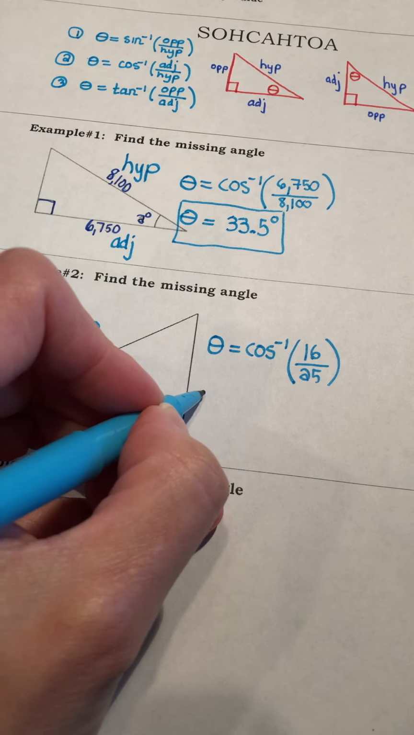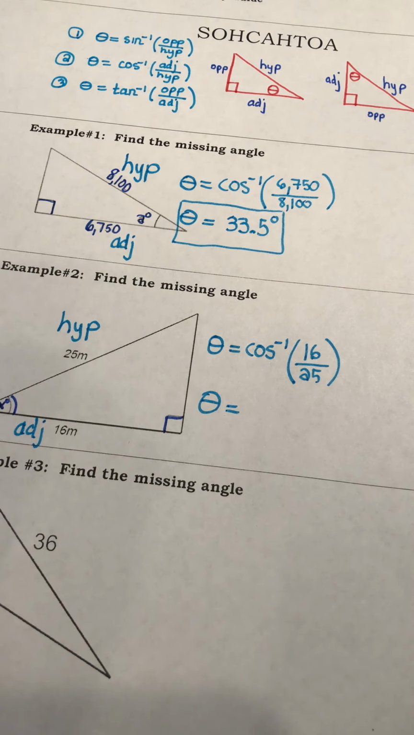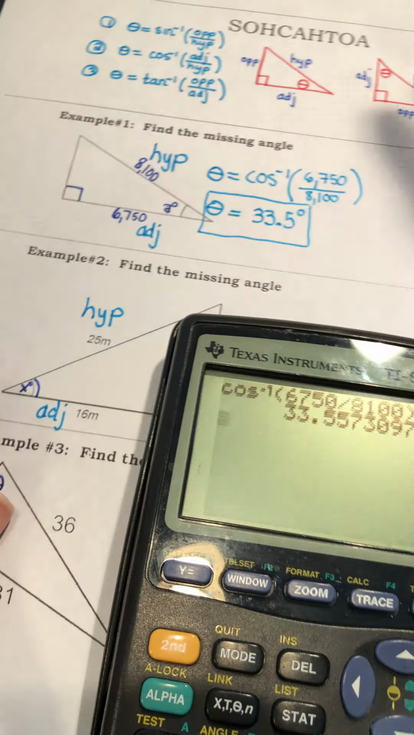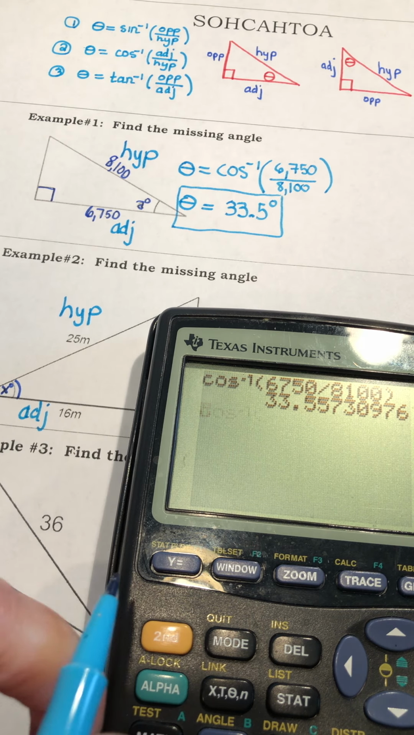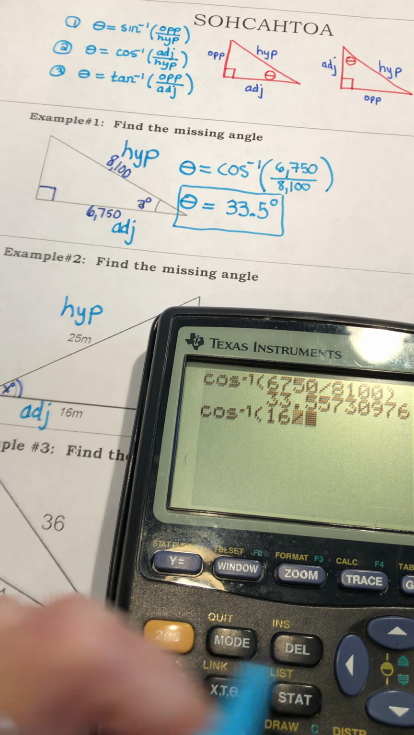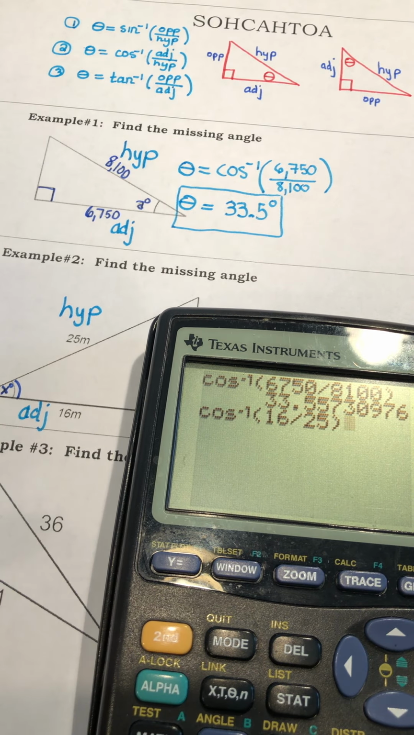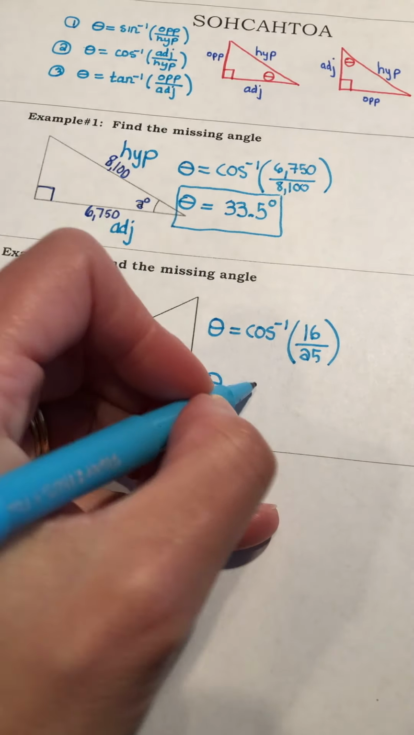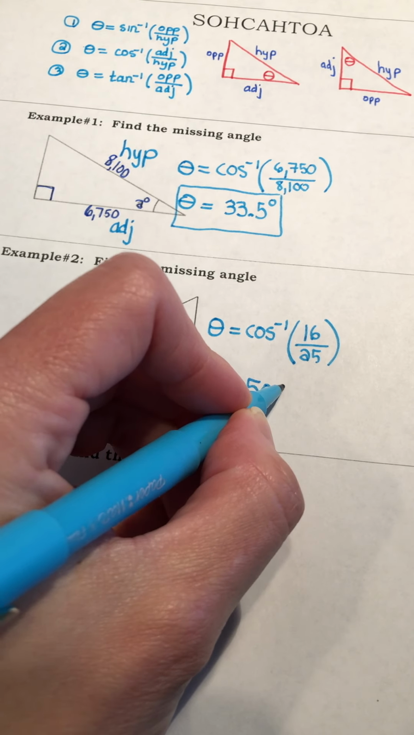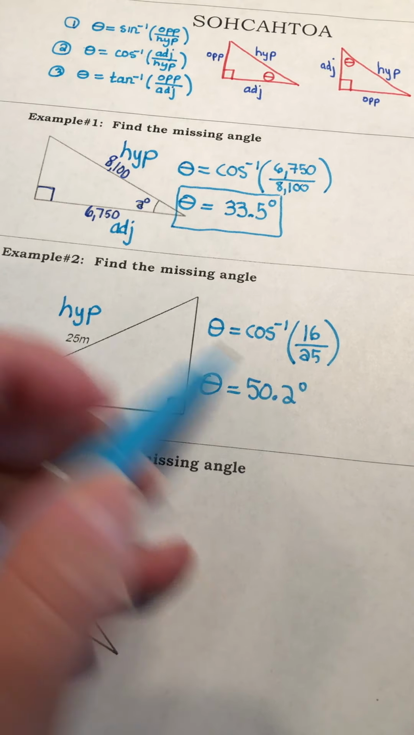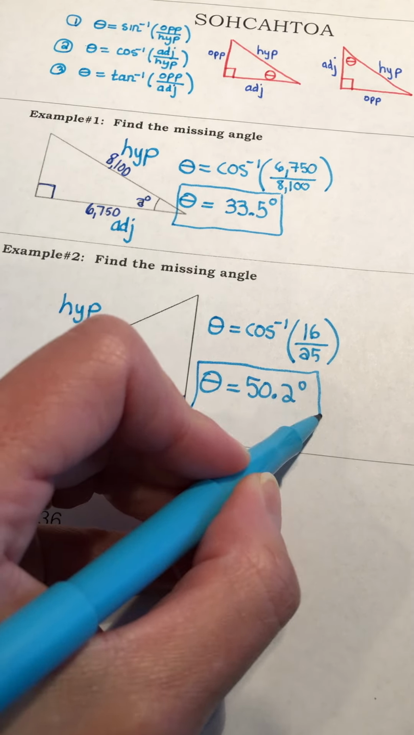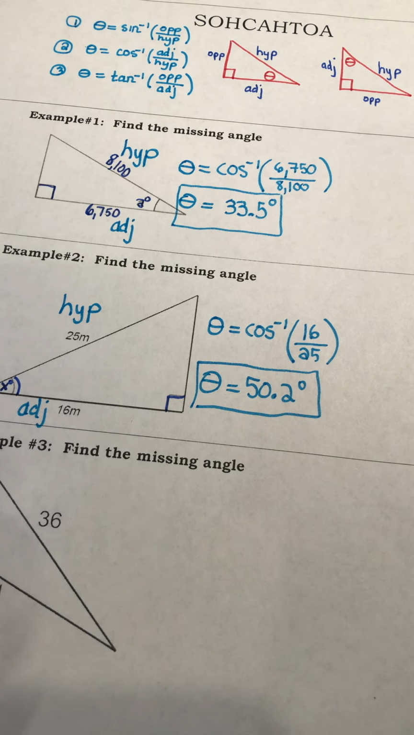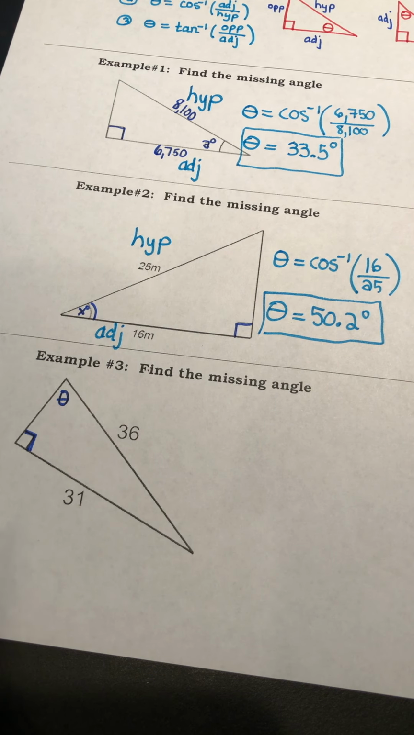So let's see what that looks like on our calculator. Inverse cosine of 16 divided by 25 gives me 50.2 degrees. And it's really important to put that little degree mark there because you're finding the angle measure. And then finally, I have my last problem.